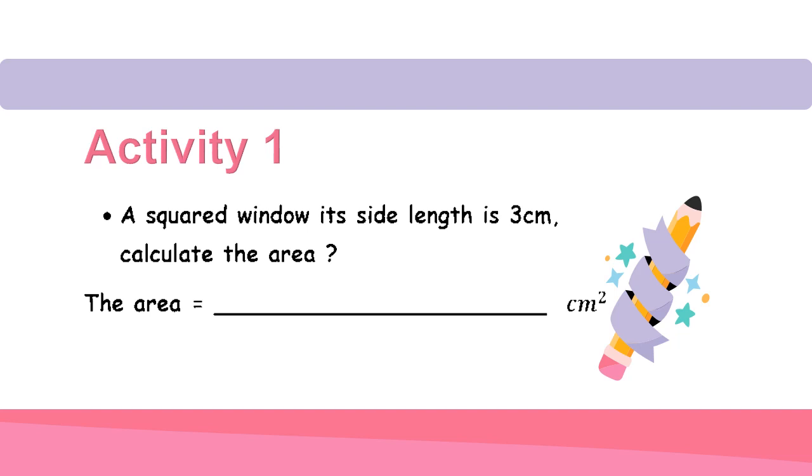Activity number 1. A square window, its side length is 3 centimeters. Calculate the area. The area here equals what? It's a square. First, we have to decide what our shape is. It's a square, so the area equals side by itself, which means 3 by 3 equals 9 centimeters squared. Okay, excellent.